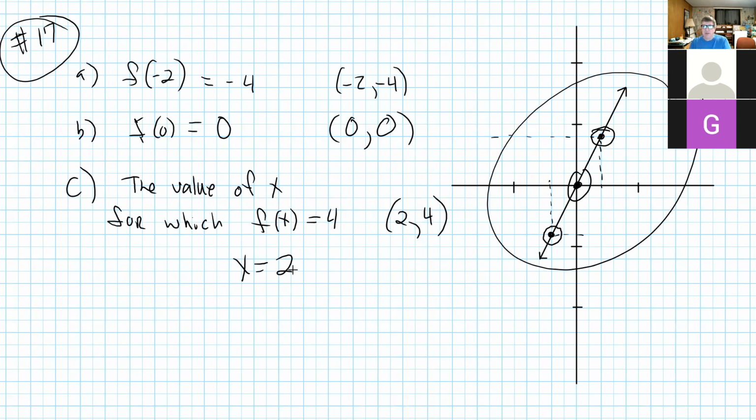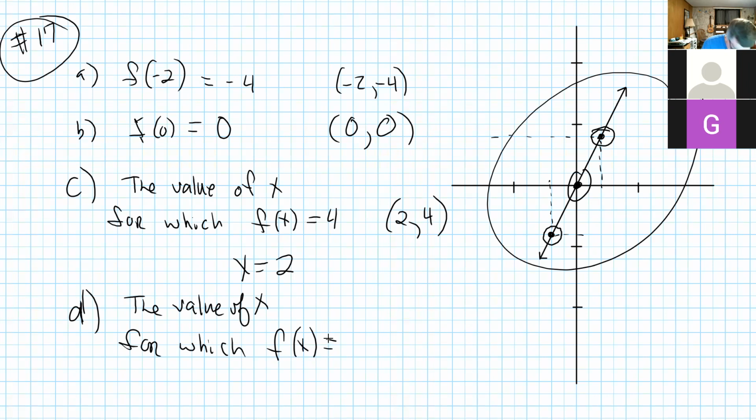What input gives us 4 as an output? You put 2 in, you get 4 out. You all right with that? Yes. So the process isn't difficult, but you've got to understand the symbols and everything, what they're asking. Okay, part D, same question, find the value of x. So the value of x for which f of x equals -2. So where is there a point on the graph that has a y value of -2? What's the corresponding x value?